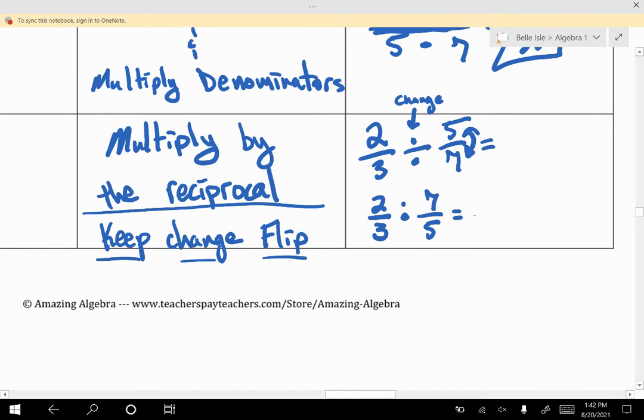Now we just multiply across. What's 2 times 7? 14. What's 3 times 5? 15. Is that as simple as it can get? 15 is only divisible by 3 and 5, so we're good.